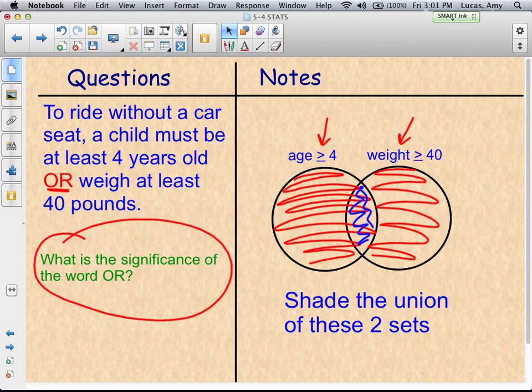So let's say that you were 4 years old, but you didn't weigh 40 pounds. That was okay when the word was or, because you just had to be one or the other. So anyone that was 4 or older could ride without a car seat. Anyone that weighed 40 or more pounds could ride without a car seat. And if you happen to be both of those things, then great. You could ride without a car seat. So the requirement was just one or the other. You didn't have to be both of them.